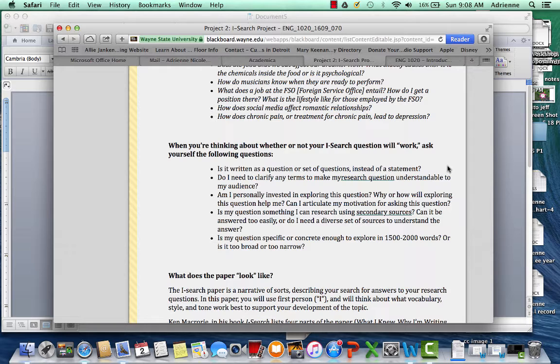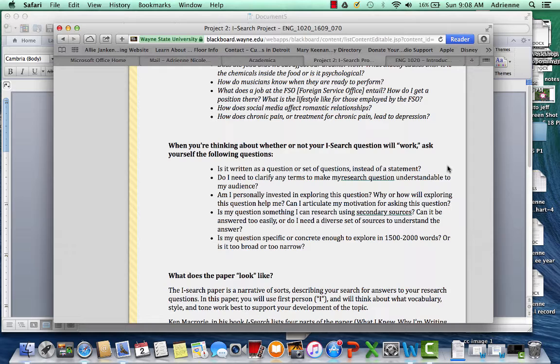Think about if you need to clarify any terms to make your research question understandable to your audience. For example, if your research question includes some specialized knowledge, then it would be a good idea to make sure that that's communicable to readers.